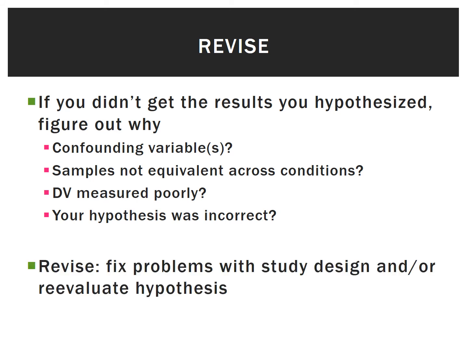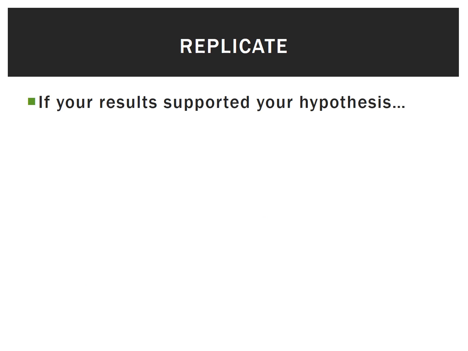And so the revised step here is perhaps a two-parter. You would want to fix any problems that you saw with your study design, maybe a new measure, different kinds of conditions, different manipulation. If you thought those were an issue, fix those and try again. And or reevaluate your hypothesis and be willing to say, well, maybe this isn't really what people are doing, and maybe it's this other thing that is happening instead. So you have to be willing to reevaluate, revise your hypothesis, maybe change it, and try again that way as well. But if your results supported your hypothesis, yay, you got significant findings, right?